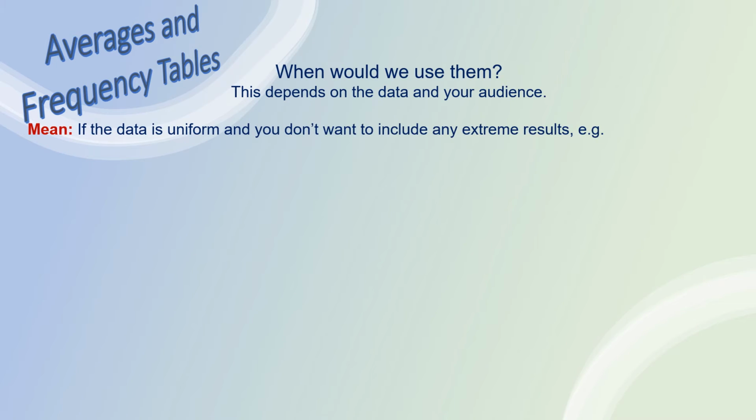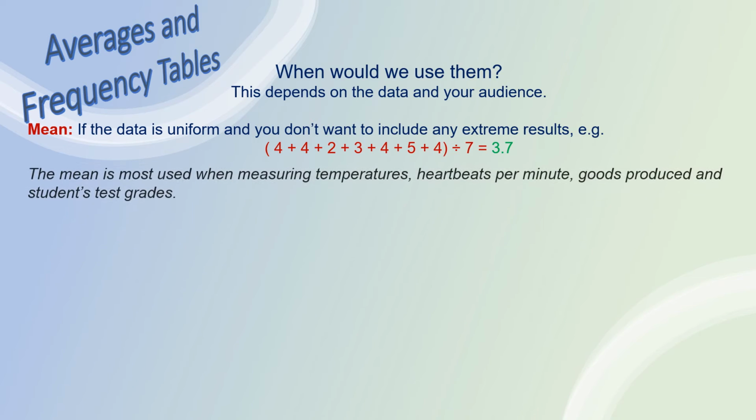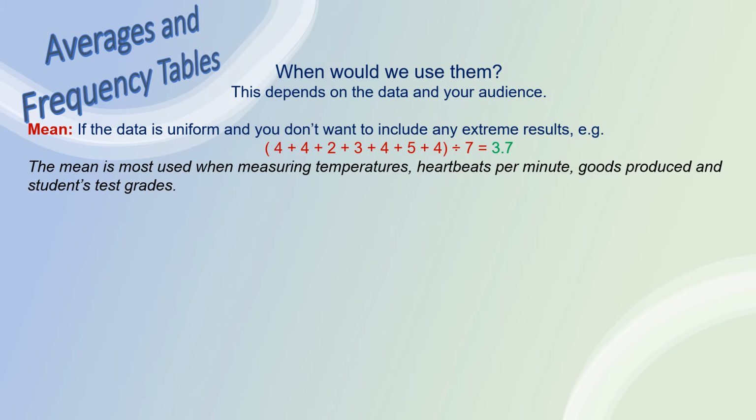Now, if the data is uniform and you don't want to include any extreme results, then use the mean. So if you look at this set of data here, it's fairly uniform. It doesn't vary too much. And you can see from the mean there, okay, a 3.7, it doesn't stray very far from this data. So when would you use that? Because the data is fairly uniform. Well, the mean is most used when measuring temperatures, heartbeats, goods produced, and student grade tests. So you can see there they don't fluctuate very much. So that would give you a decent average. So you would use the mean when your data is fairly uniform.